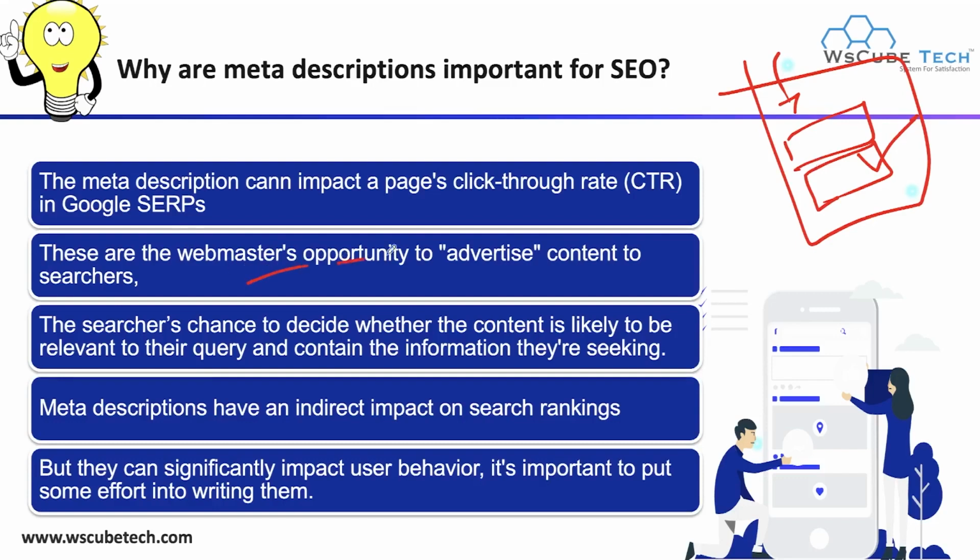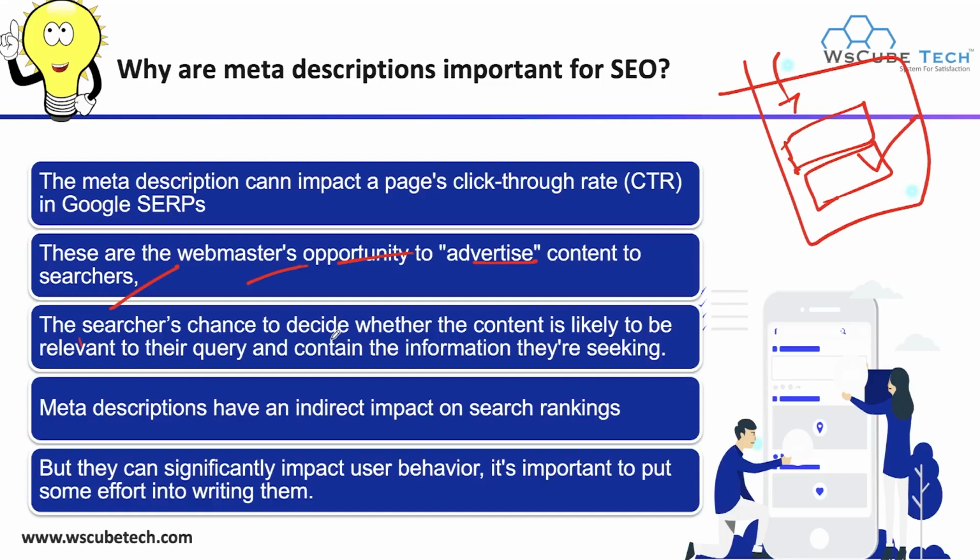These are the webmaster's opportunity to advertise content to the searchers, because searchers can look at this particular content and then make up their mind that after clicking this particular website, they can find the content which is relevant to this particular description. So the searcher decides whether the content is likely to be relevant to their search query and contain the information they are seeking.